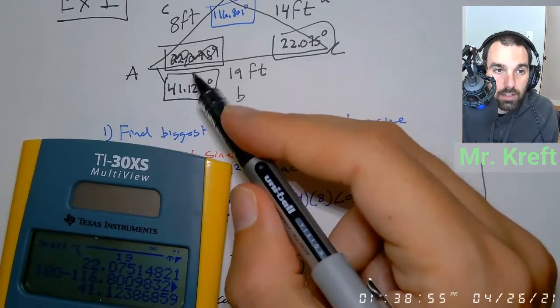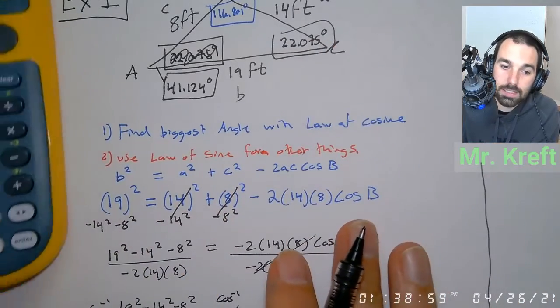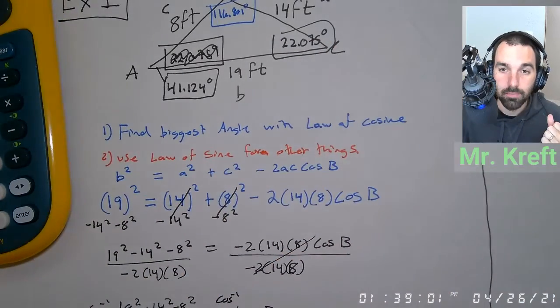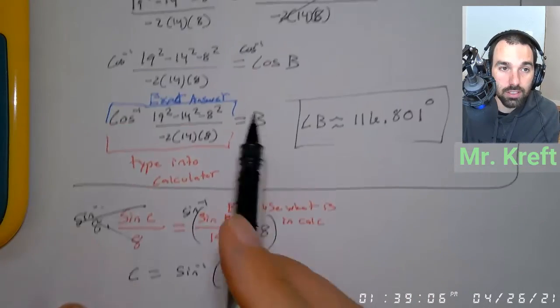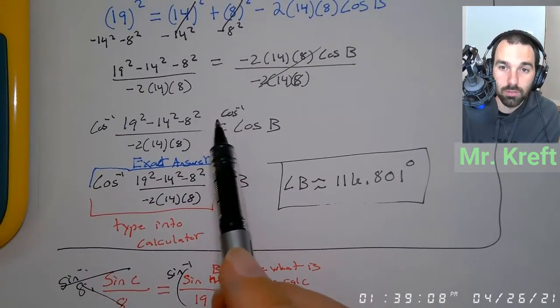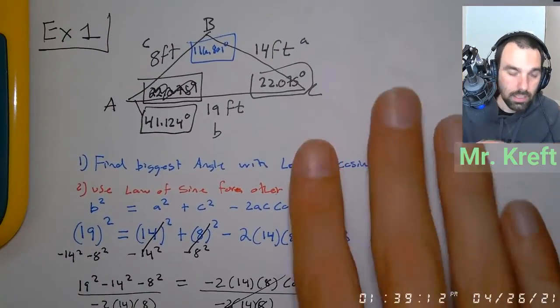Okay, smallest angle, smallest side, middle angle, middle side. Do you guys see how I did that? Does anybody have questions there? Do you see how doing this was a lot easier than doing this? It was less steps. Okay, and we have all the angles.